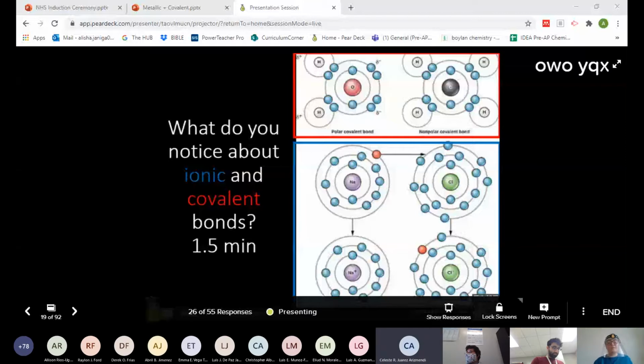I said that ionic has a line which indicates that an electron is being transferred, and covalent shows the elements sharing electrons. Absolutely perfect. Thank you so much.